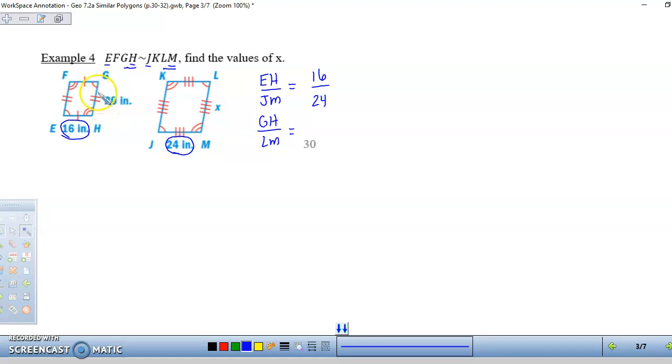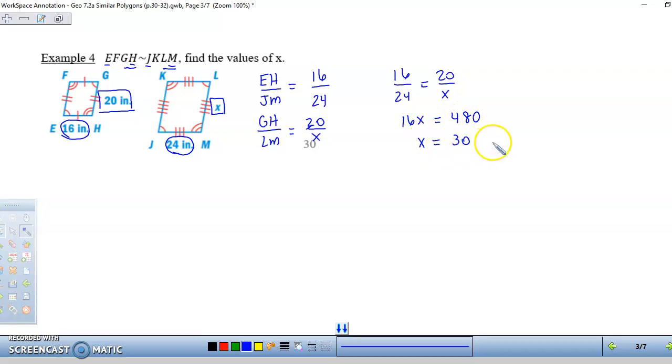GH is 20, I'll put a box around that, and LM is X. So I get 20 over X. Now, because I know they are similar, you can set up 16 over 24 equals 20 over X. And then at that point, you are going to cross multiply. I'm going to do that quickly, but X should be 30. So you cross multiply, you can use a calculator, but that should be 30 inches. All right, good job. This is tough.